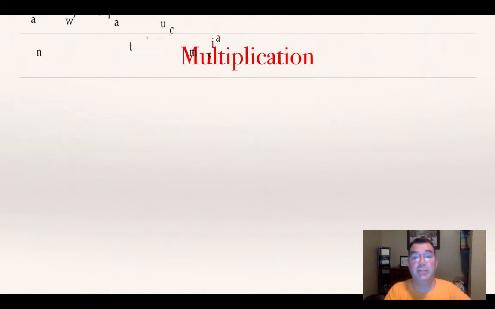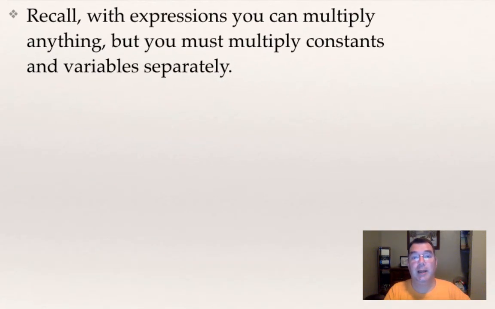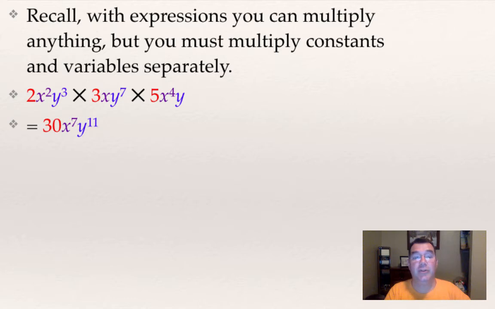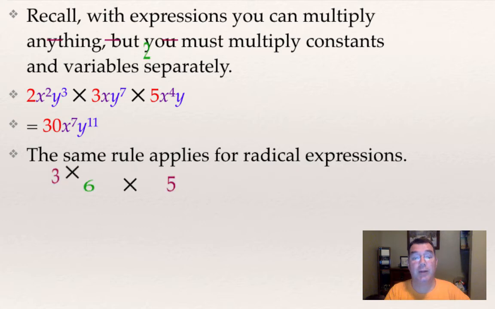All right, now multiplication. Remember, when we were doing expressions with terms, I can multiply pretty much whatever I want as long as I multiply everything separately. So if I have 2x squared y to the third times 3x to the 1 y to the 7 times 5x to the fourth y to the 1, the 2 times 3 times 5 is going to give me 30. X squared times x to the 1 times x to the 4. Remember, I'm adding those exponents and I'm getting x to the 7. Y to the third times y to the 7 times y to the 1 is going to give me y to the 11. Okay, the same rule applies for radical expressions.